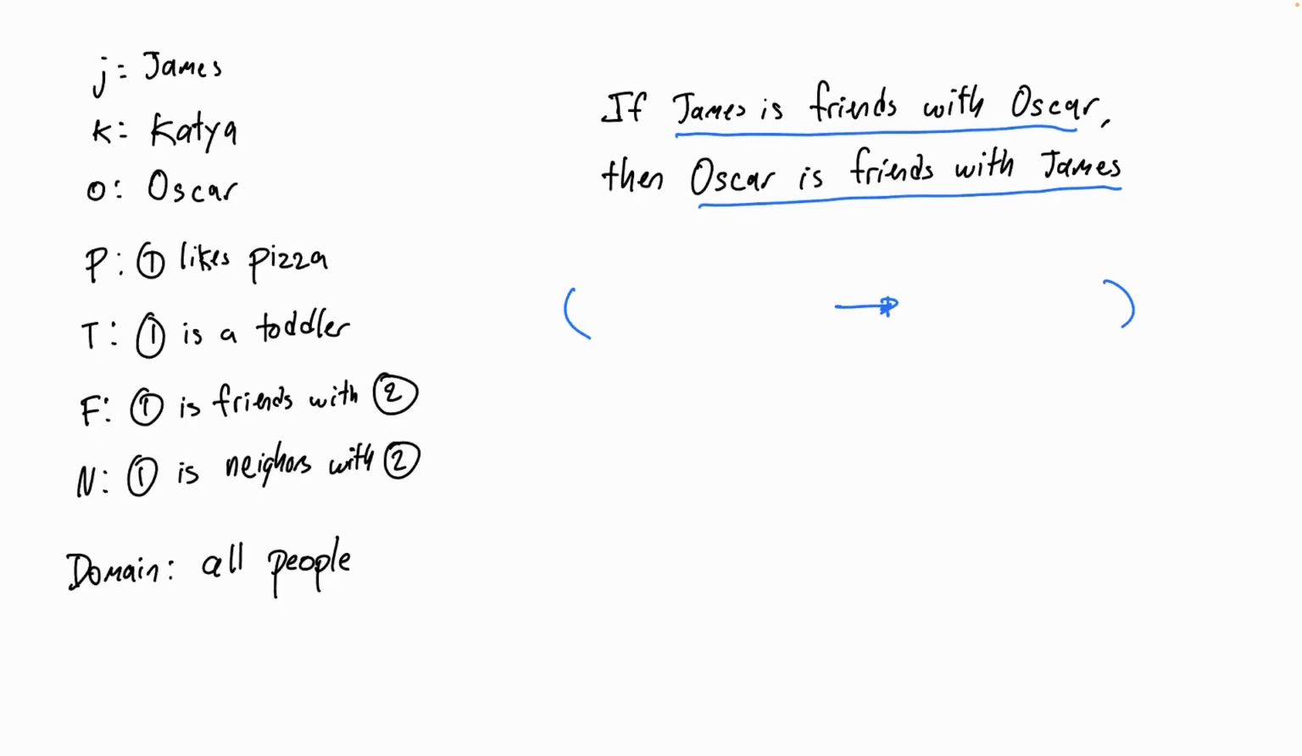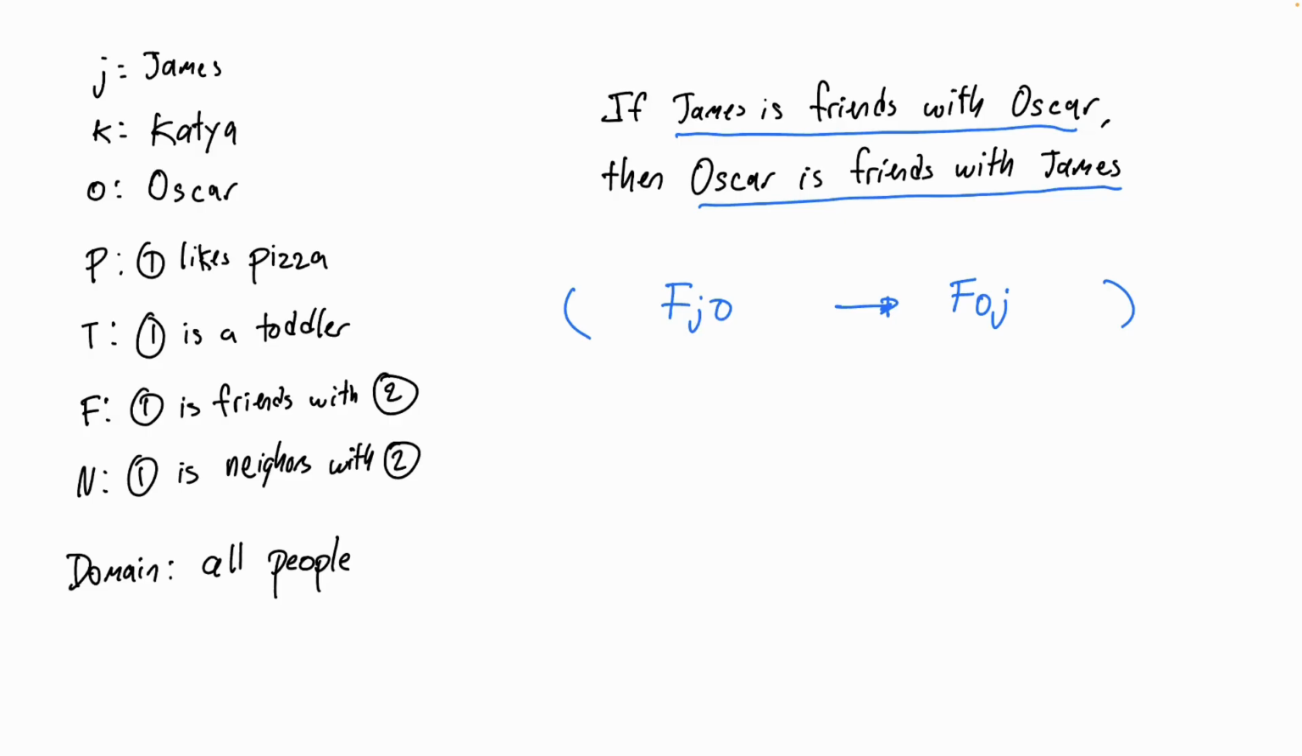And then remember that rather than writing JFO to express that, which would more closely mirror how we say things in English, in QL, we always put the predicate first. So we write FJO, which you could read as saying that the friends with relation holds between James and Oscar in that order. In other words, James is friends with Oscar. Now, to say Oscar is friends with James is just to say that the friends with relation holds between Oscar and James in that order. So we would write FOJ, and that completes our translation.